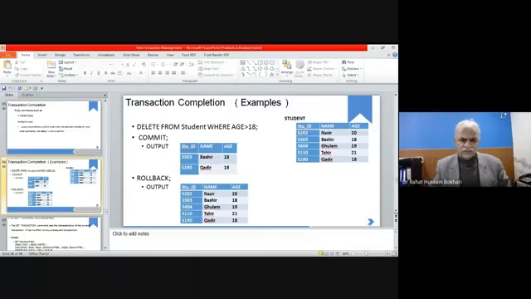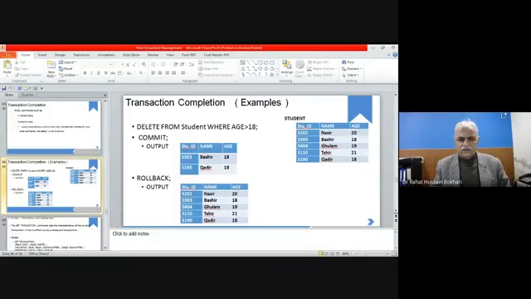This is one example of a transaction completing. We have data for student ID, name and age. The three columns are there. And I say delete from student where age greater than 18. There are two records of age 18, and the others are greater than 18. I say delete those records.